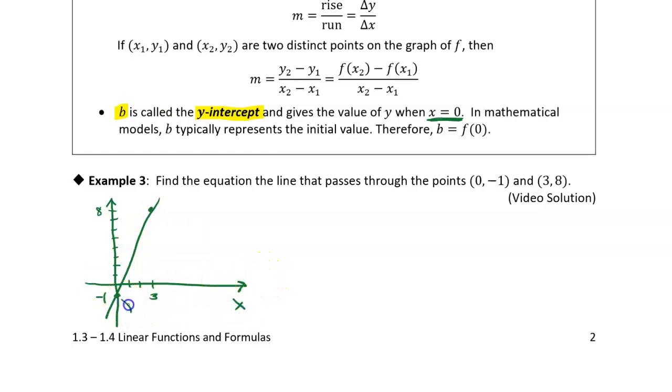So that gives you a little visualization. This is the y-intercept, the place where the line crosses the y-axis. So we call it the y-intercept, and that is our b value.